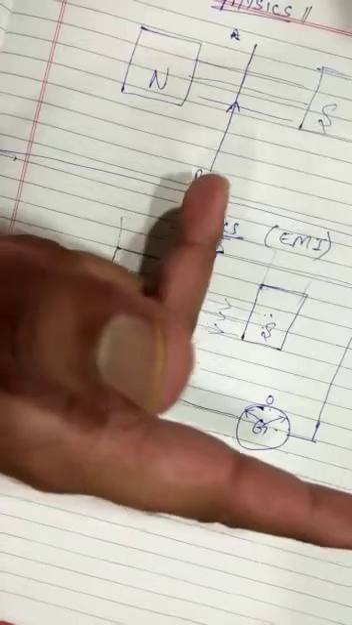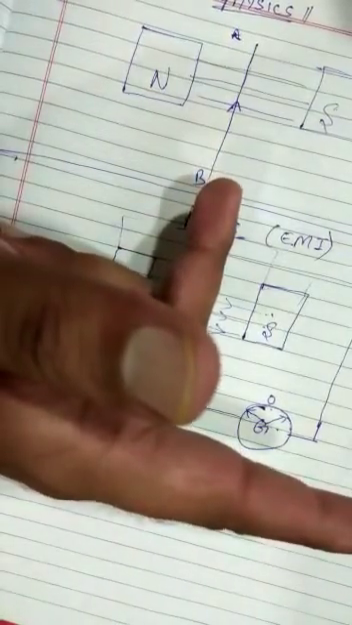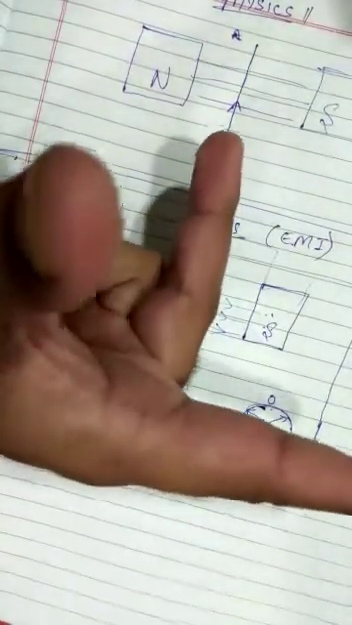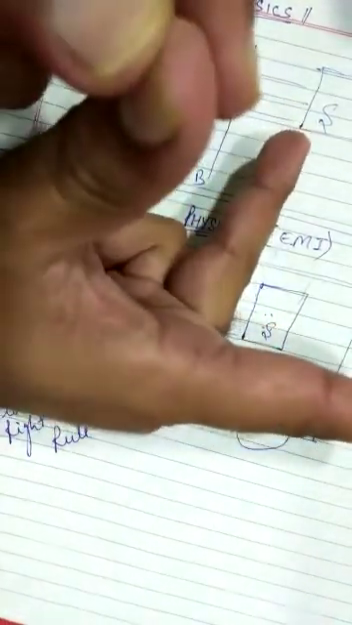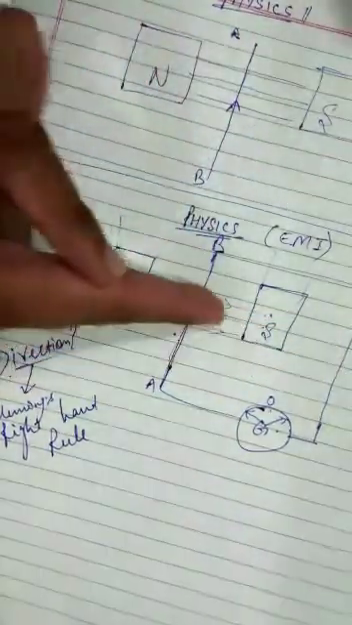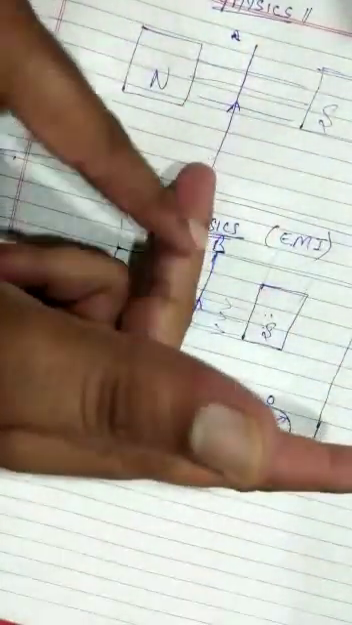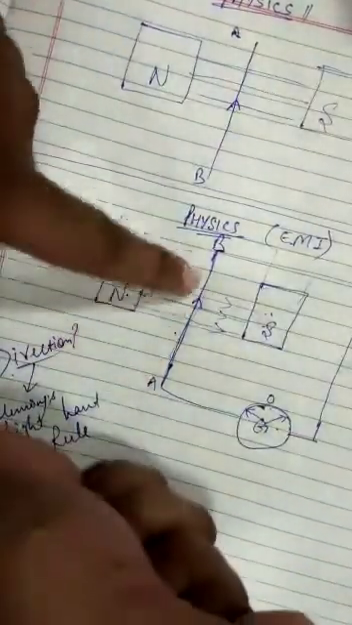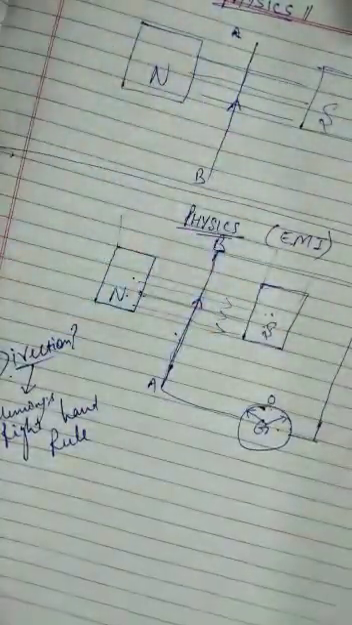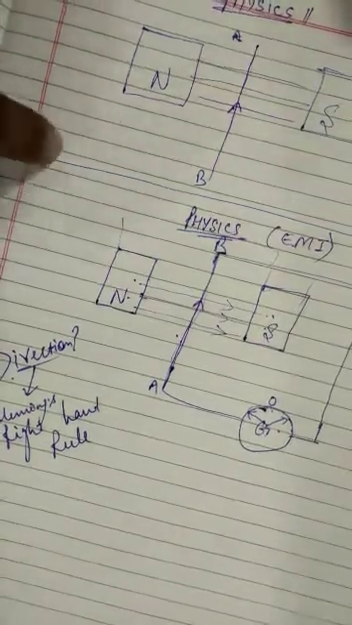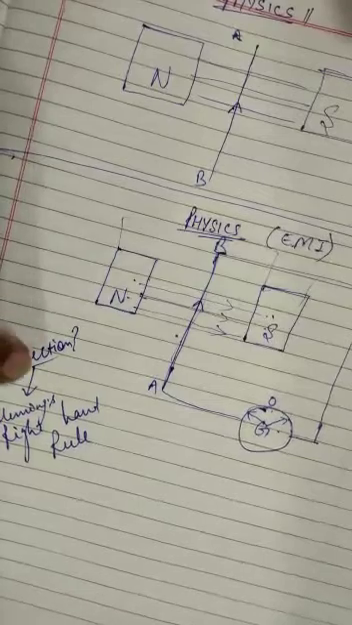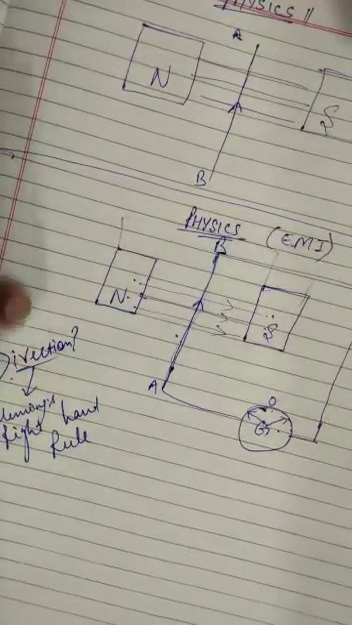Any doubt, my child? I hope no doubt has been there. Very simple. Just hold your thumb, forefinger and central finger at 90 degrees to each other. The thumb will be in the direction of motion, the forefinger, the mother, in the direction of magnetic field, and the direction in which the central finger points will be the direction of current. This is all about Fleming's right hand rule, and the right hand rule is used to find the direction of induced current. Thank you.